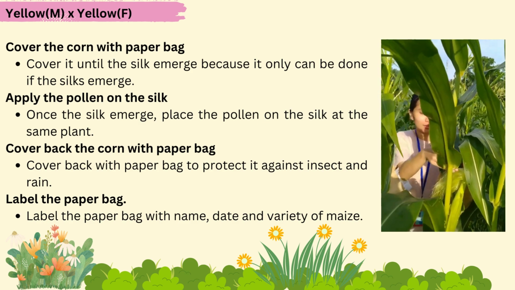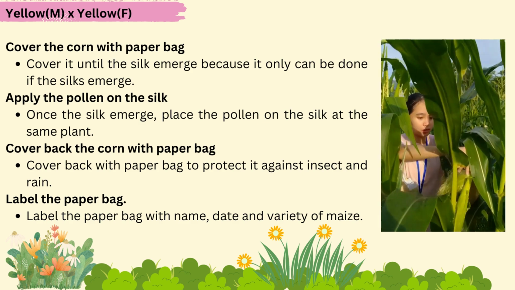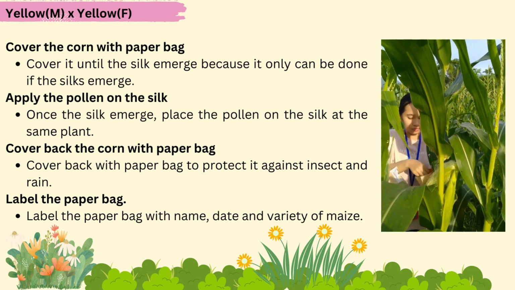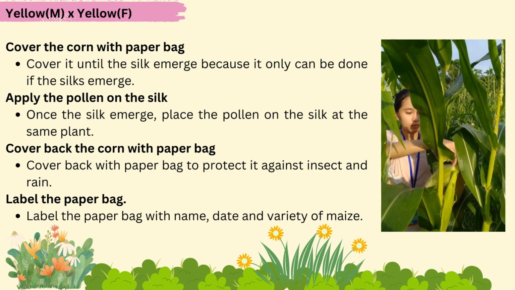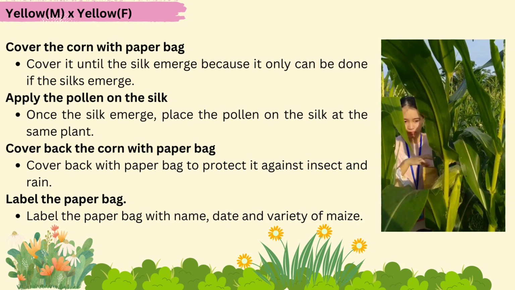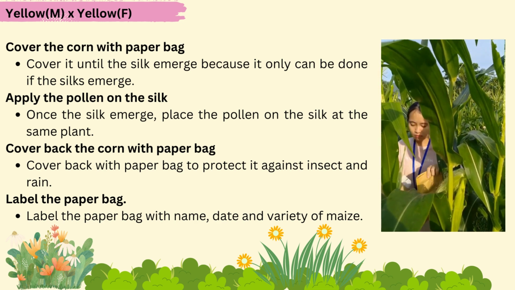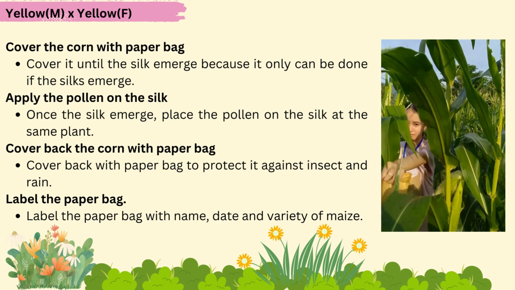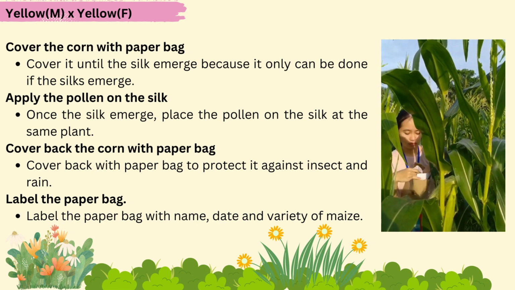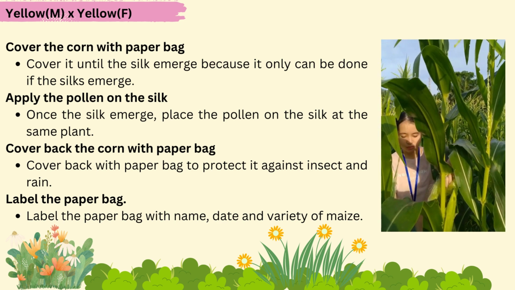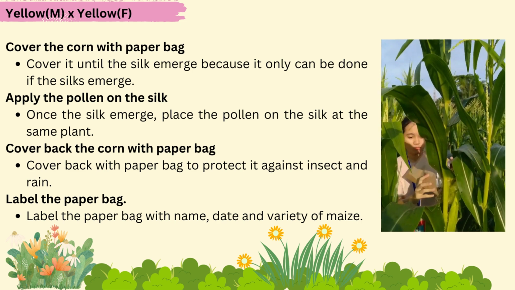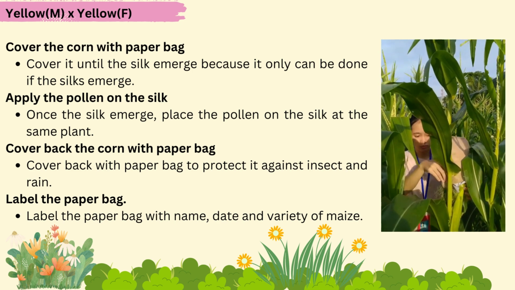The steps involved in pollination of maize with the same variety: first, cover the ear of corn until the silk emerges, because it can only be done after the silk emerges. Then, once the silk emerges, apply the pollen of yellow maize from variety 316 that had been collected from the tassel to the silks of yellow maize on the same plant. Next, cover the silk back with a paper bag to protect it against insects and rain. Lastly, label the paper bag with our name, date, and variety of maize that has been pollinated.